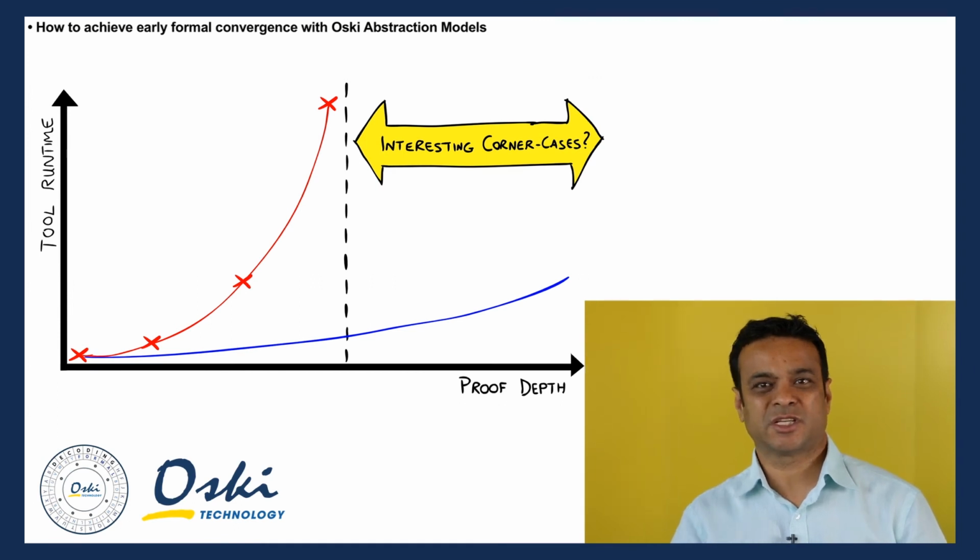So this is just one example. There are so many different kinds of abstraction models depending on the design you're verifying, depending on the complexity of the search space you have, depending on the checkers you're writing for that. So I hope you'll get to use more of it.